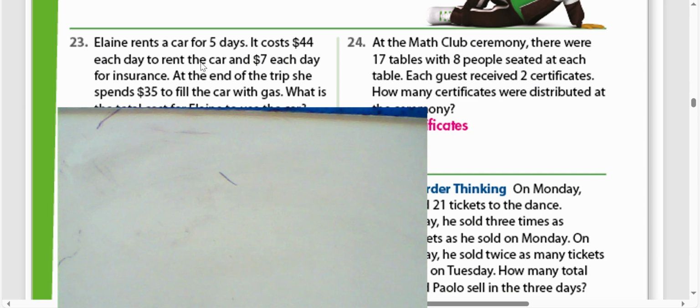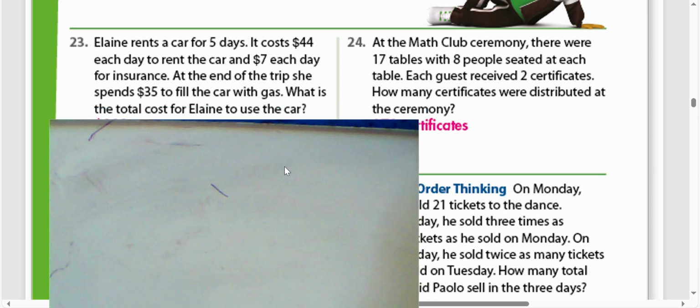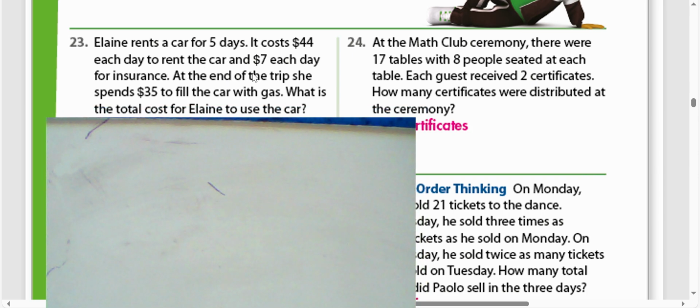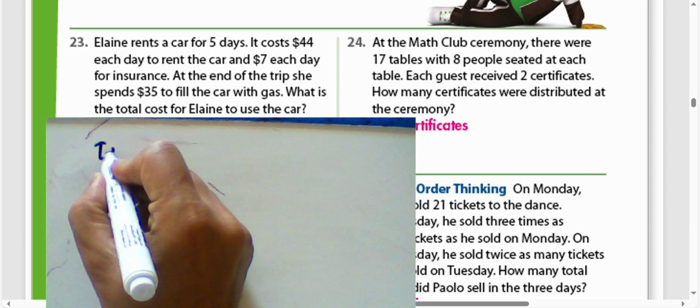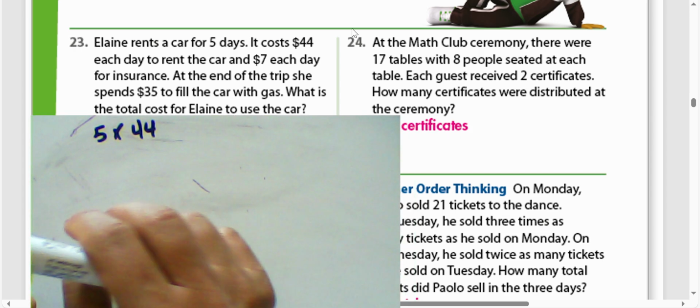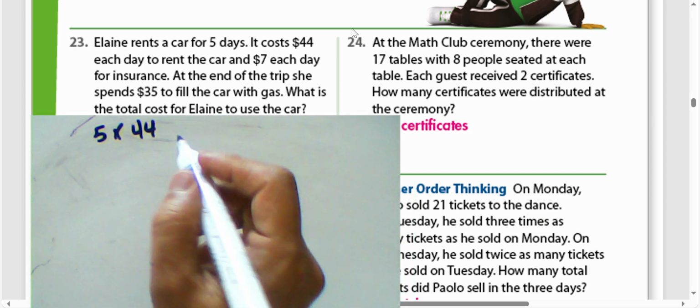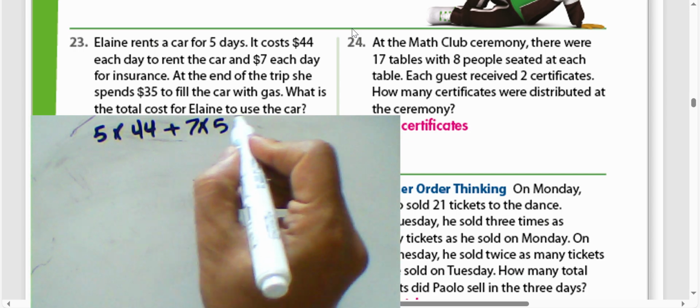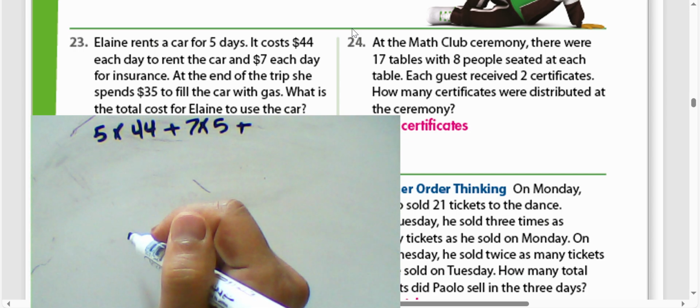Rina rents a car for 5 days. It costs $44 each day to rent the car and $7 each day for insurance. At the end of the trip, she spends $35 to fill the car with gas. What is the total cost for Rina to use the car? Okay, we can write the total money. We have 5 days. For 5 days, it will be 5 times 44. And also $7 each day, 7 times 5. Each day, she spent what? $7.